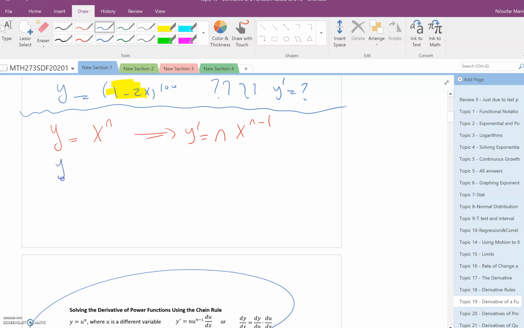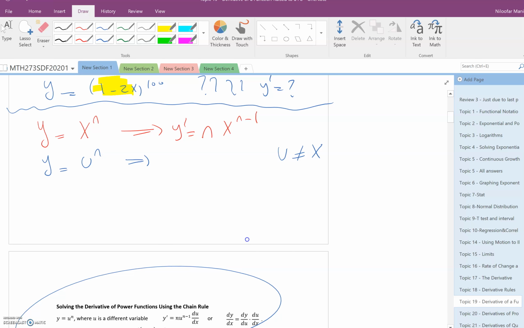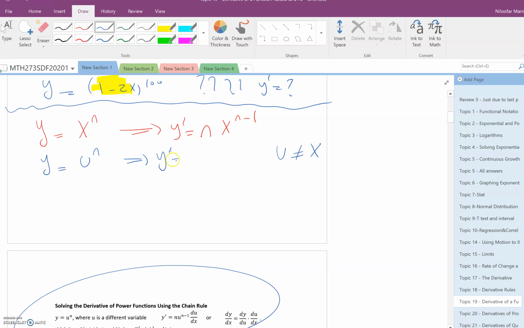So if I have y equals u to the n, I have u to the n, and u is another function. u is not x. Remember, u is not x. That's very important. u is another function. So what should I do in this case? In this case, I would do y prime equals, I think it is x to the n. So what is the answer? n x to the n minus 1.